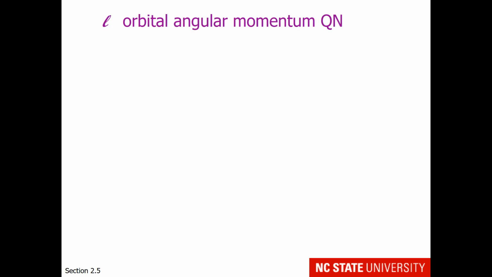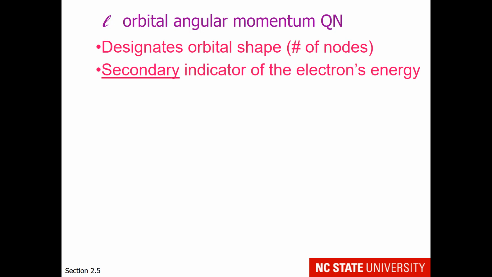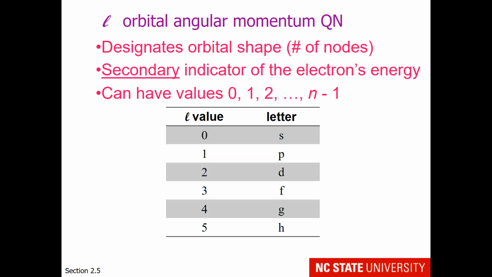The next quantum number is known as L, the orbital angular momentum quantum number. This designates the orbital shape and also gives us the number of nodes. It is a secondary indicator of the electron's energy. L can have values 0, 1, 2, upward to whatever n is minus 1. The L value is also given a letter designation. So this would be a good thing to memorize as it will be helpful in understanding electron configuration.